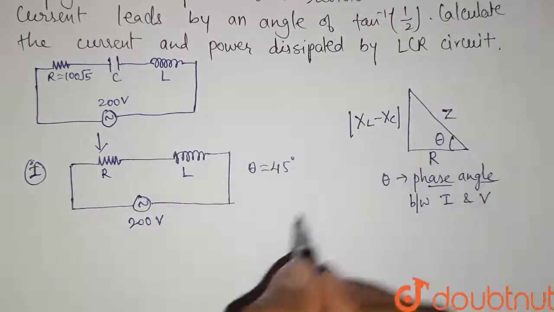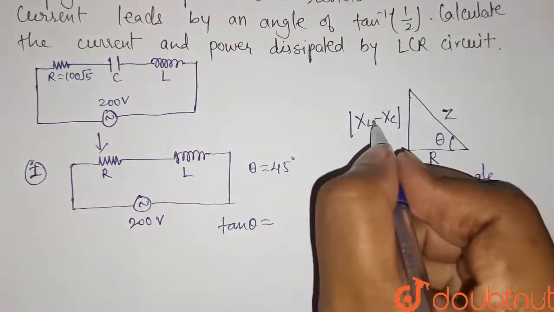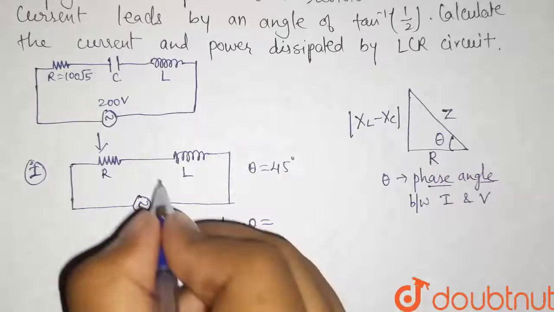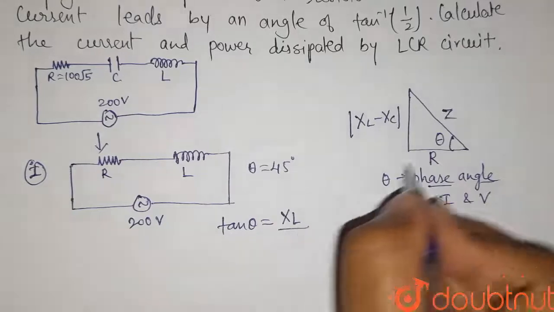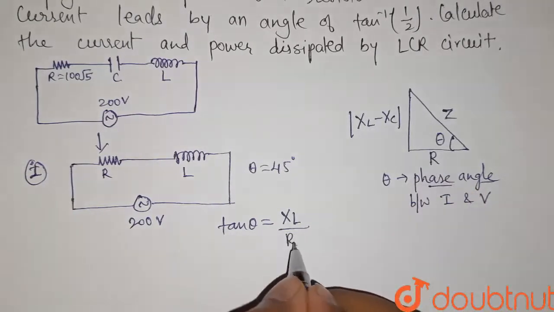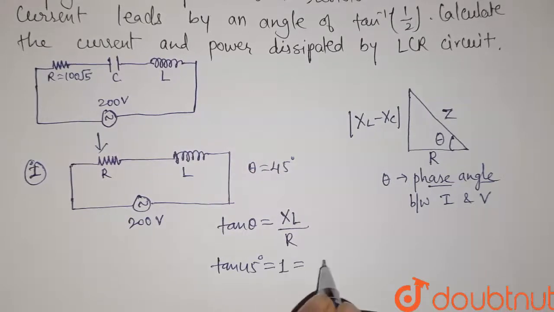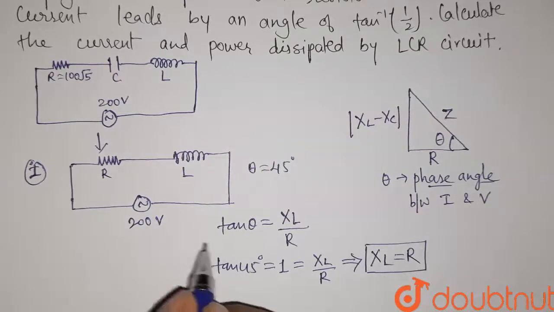So now using this impedance triangle, we can write tan theta equals perpendicular upon base. Here the perpendicular is XL minus XC, and we have removed the capacitor, so XC becomes 0. So this will be equal to XL upon R, and theta is 45, so tan 45 equals 1. So we have 1 equals XL upon R. From this we can conclude that the value of XL is equal to R. This is the first case.